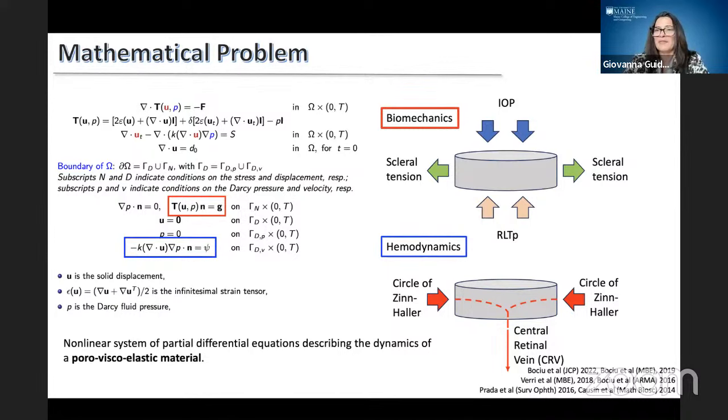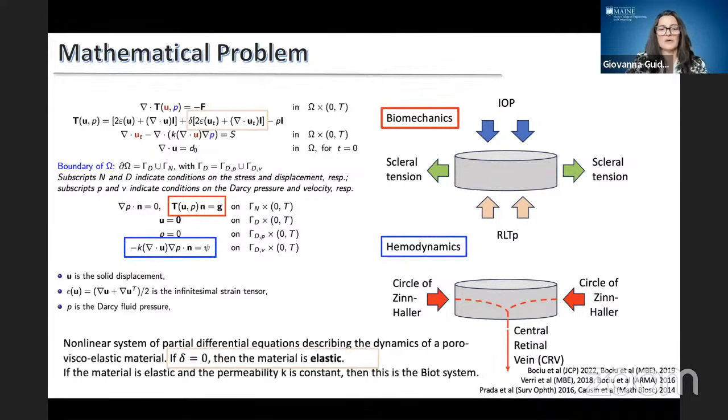I don't have time in this talk to go through all the details of this model, but I just want to point out a few things. Basically, we have capital T, the stress tensor, the total stress that combines the stress that is felt by the structural part of the lamina as well as the fluid. U is the displacement, and P is the blood pressure inside the vessel through the lamina.